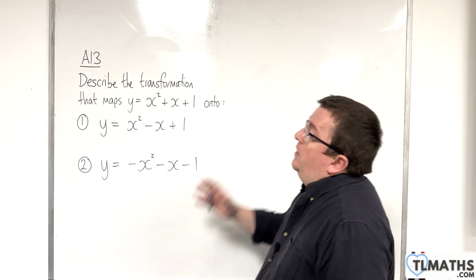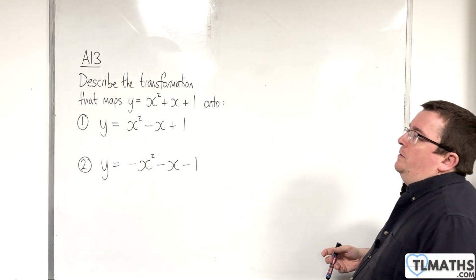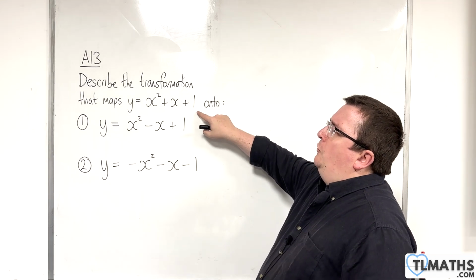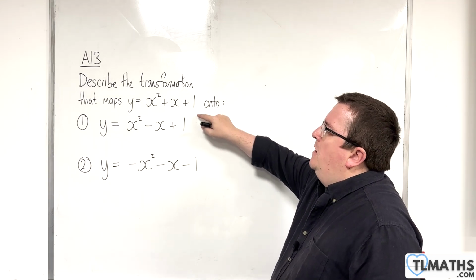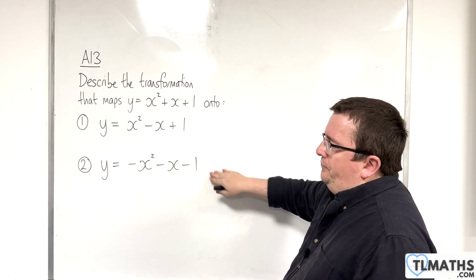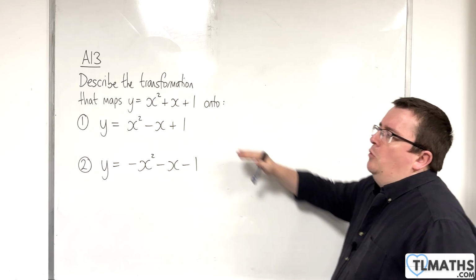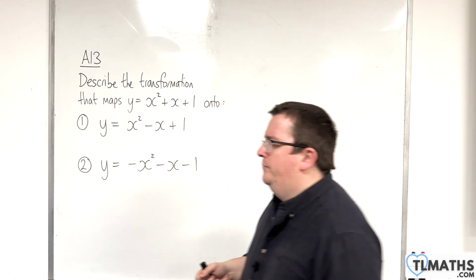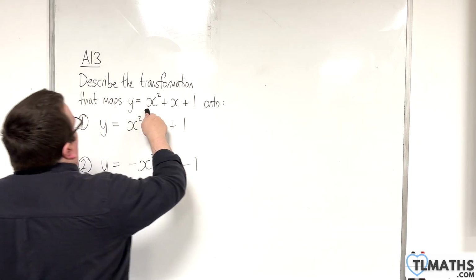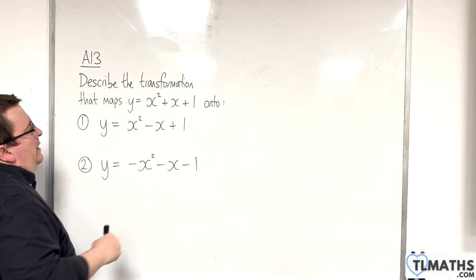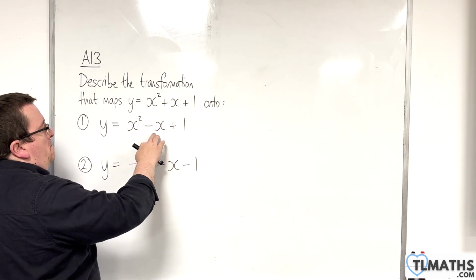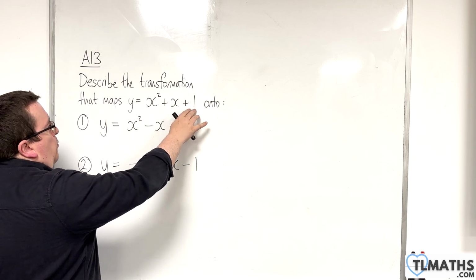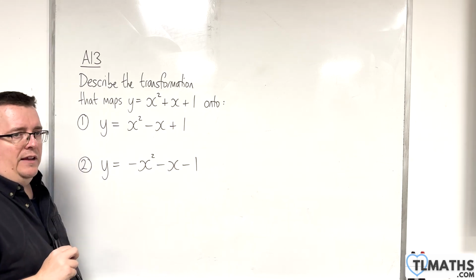So in this video, we want to describe the transformation that maps y equals x squared plus x plus 1 onto each of these. So let's take a look at number 1 first. We're looking for things that have changed. Now the x squared has remained as it is. The x has become minus x, and the plus 1 has remained as it is.